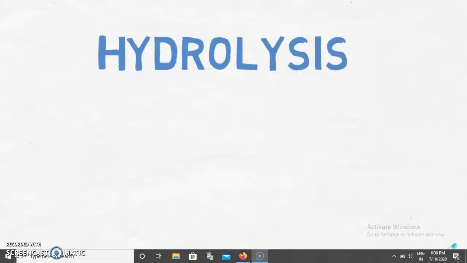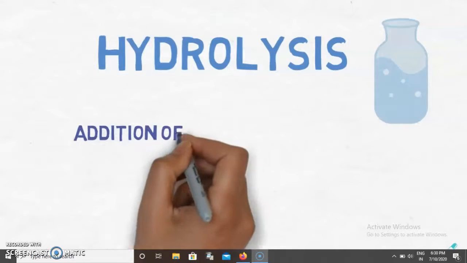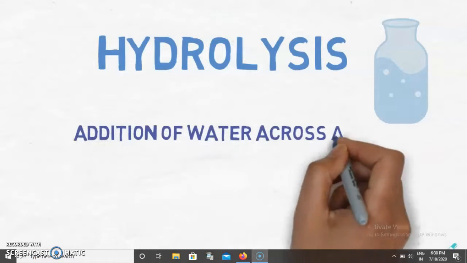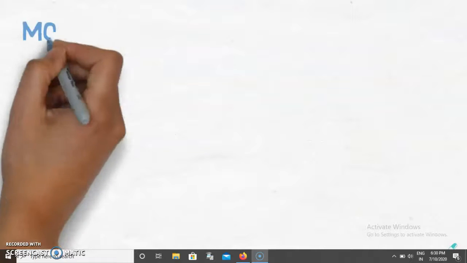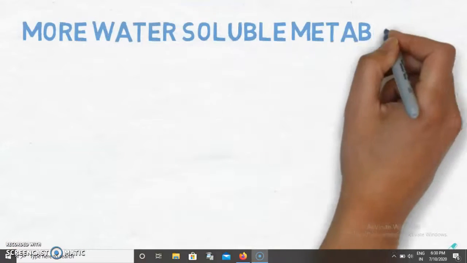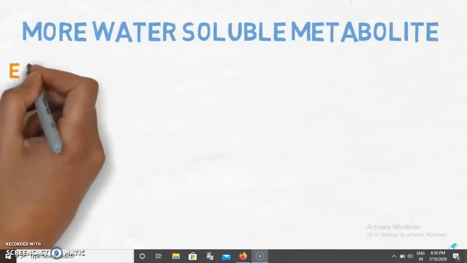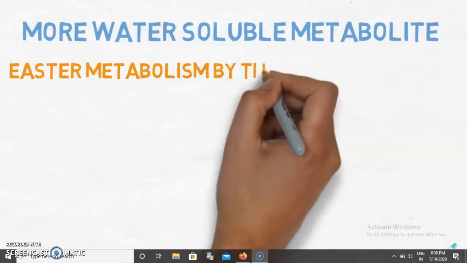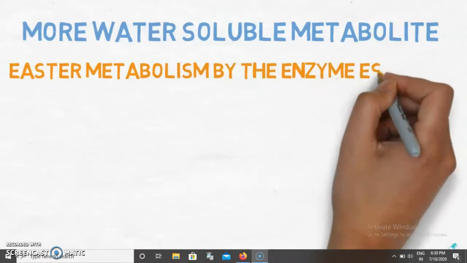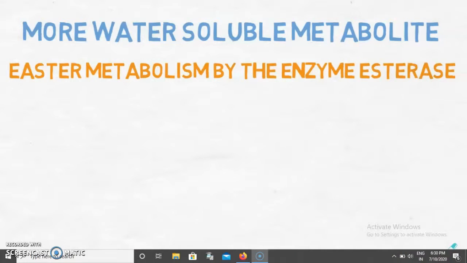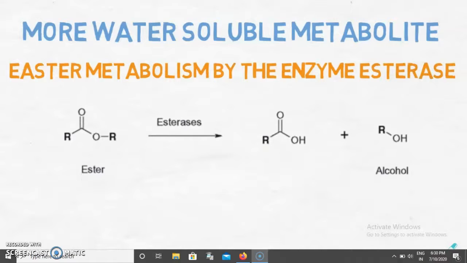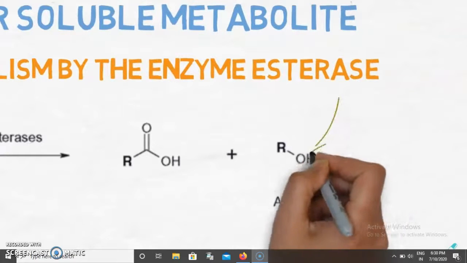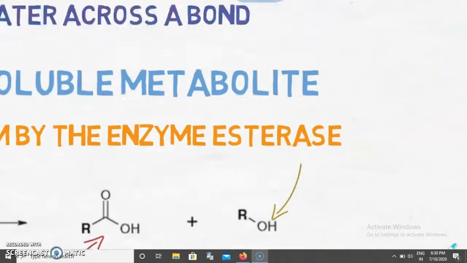The last type of phase 1 metabolism reaction is hydrolysis. Hydrolysis is basically the addition of water across a bond, resulting in a more water-soluble metabolite. A great example of that is ester hydrolysis, which is performed by the enzyme esterase, found throughout the body. Esterase is the responsible enzyme for the hydrolysis of an ester into a more soluble alcohol or carboxylic acid.